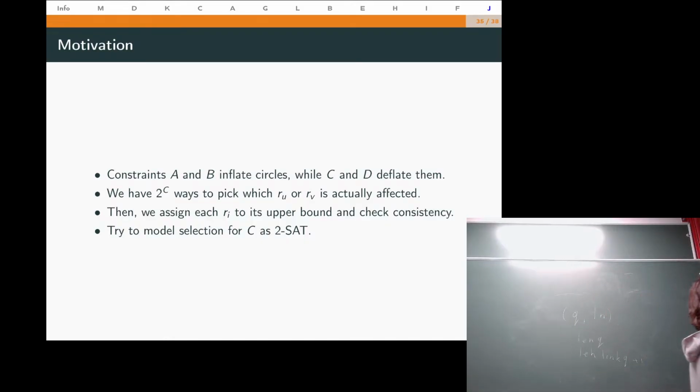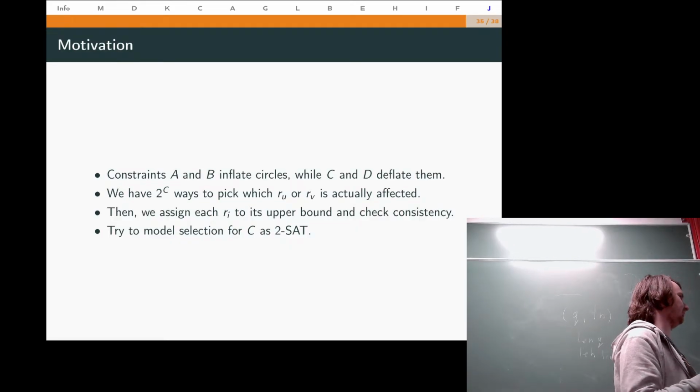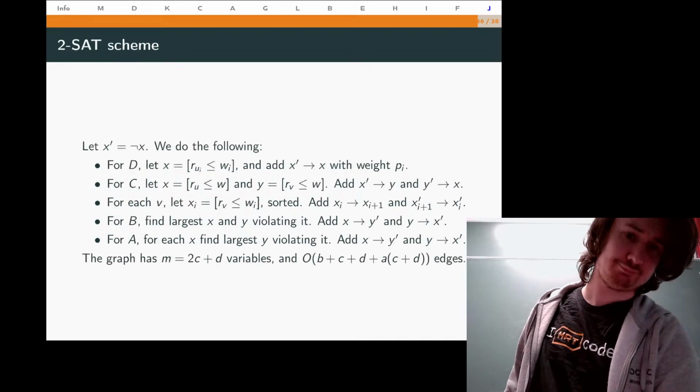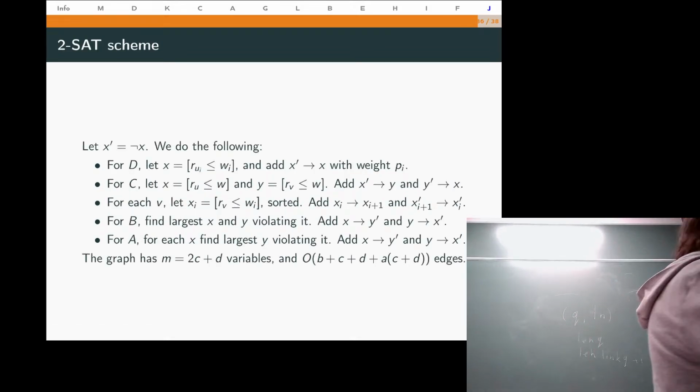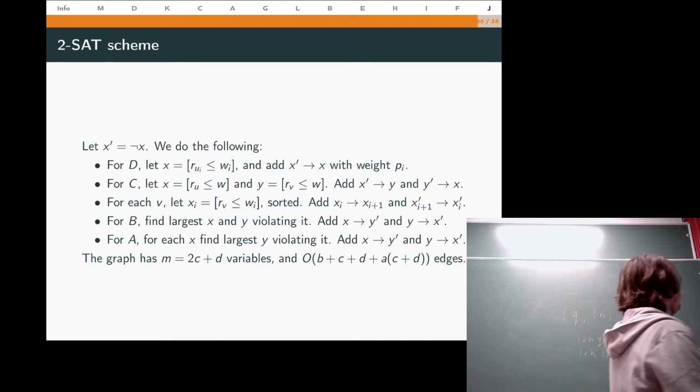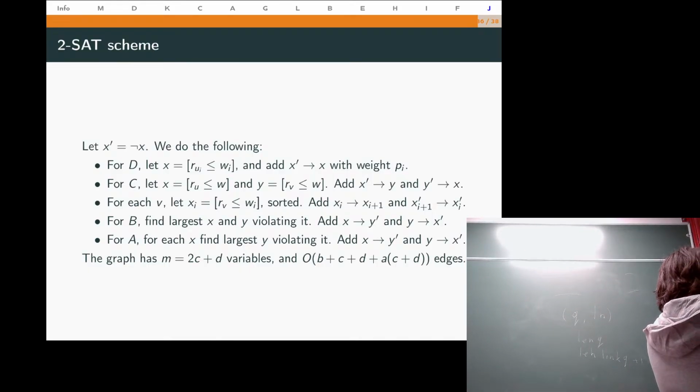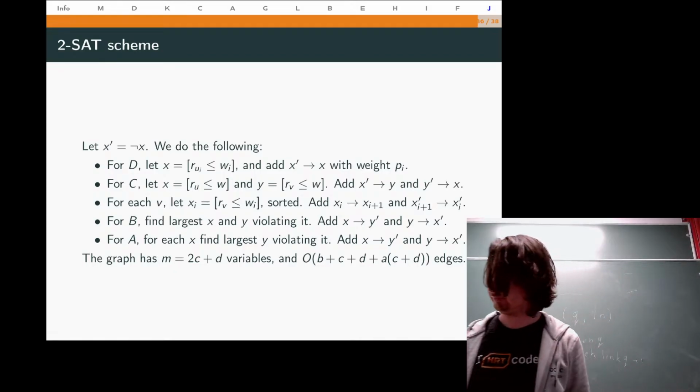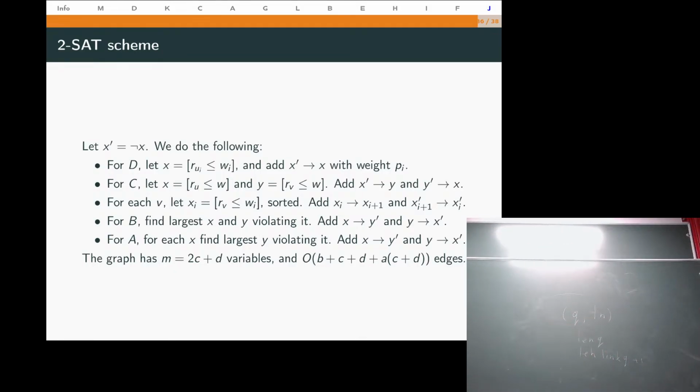Because of this structure, it hints that what we should do is to model this selection of which constraint will be used. We can model this as a kind of 2-SAT, or two-satisfiability, problem. So let's speak in the language of 2-SAT here. We will use x prime to mark the negation of variable x.